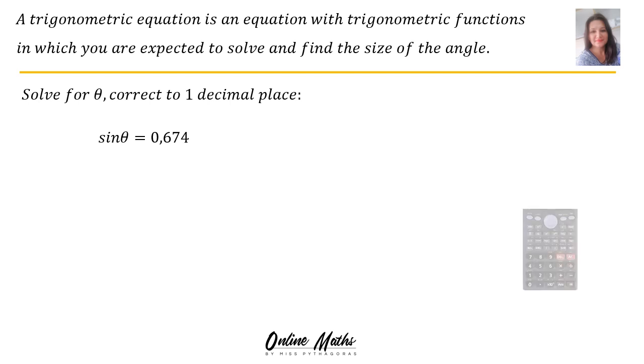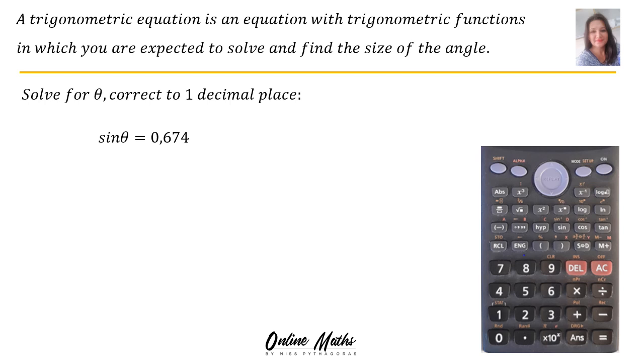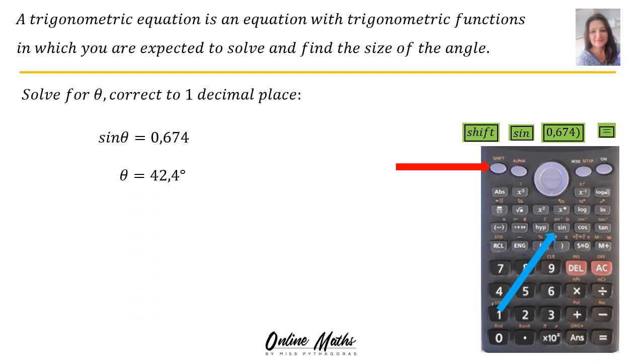So when you're working out an angle with your calculator, you will use the shift button. And you will say shift sin 0,674 close bracket equals. And then your answer, theta is 42,4 degrees. Remember to put the degrees there since you are calculating the size of an angle.